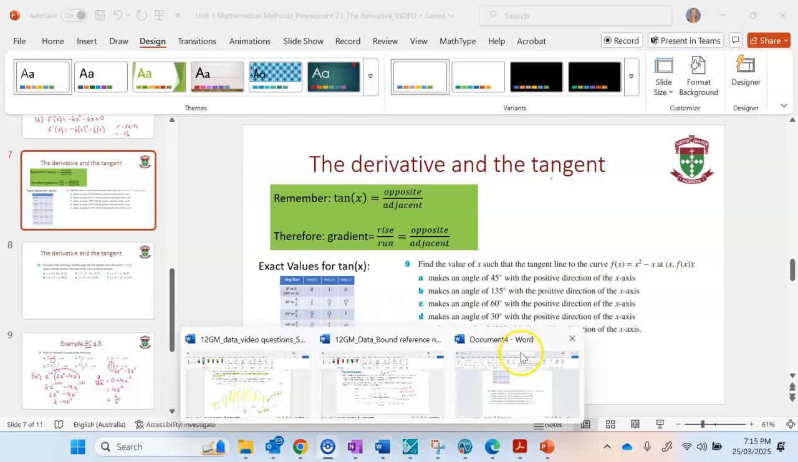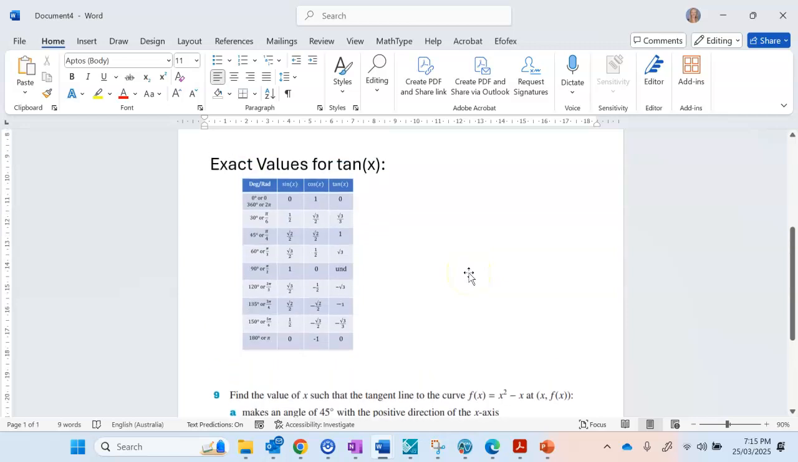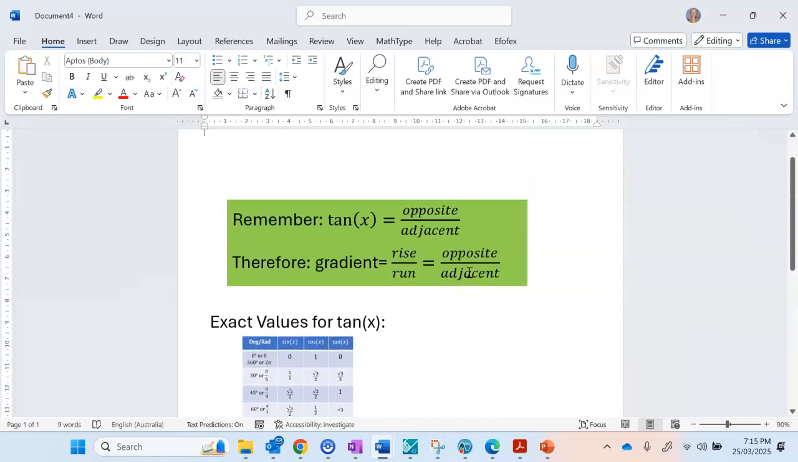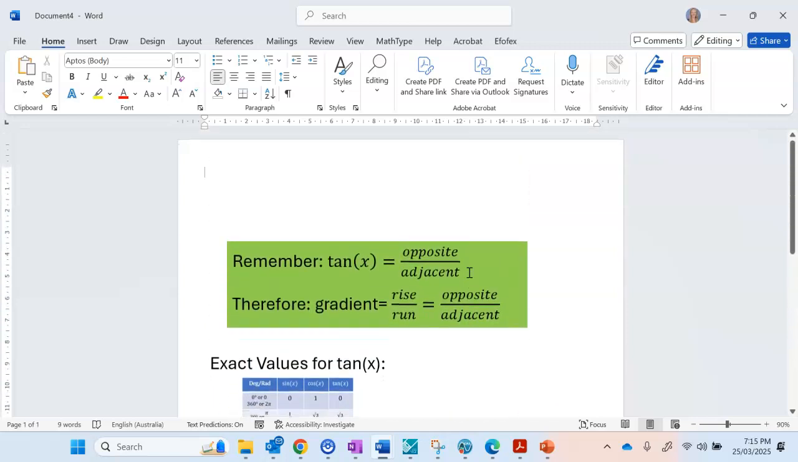All right, so I've just copied that into a Word document because it was way too squishy on that PowerPoint. So for your gradient, there are three ways you can do it. The first way is your rise over run, which you learnt about. You can also do the derivative. And the one that we're going to cover today is tan theta.